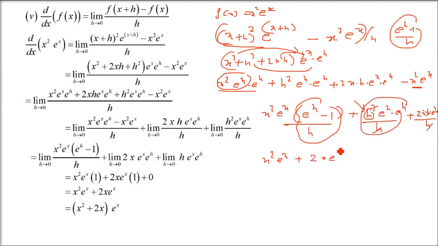So 2x e raise x, and e raise h was already there, and when you put h as 0, e raise 0 is 1. As I suggested earlier, anything to the power 0 is 1. So it is going to be only 2x e raise x. Okay, e raise x times (x square plus 2x), this is going to be the answer. I am taking e raise x outside.